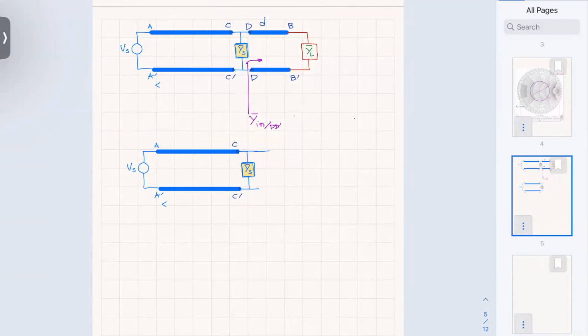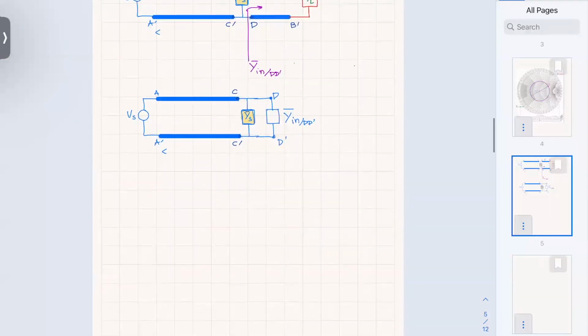Here, what is going to be in parallel to that YS is going to be this admittance Y in at DD prime, normalized, okay? And then what I'm going to see here at CC prime is going to be another normalized admittance at CC prime, which is going to be the sum of the two, YS plus Y in at DD prime. All right, that's what I see.